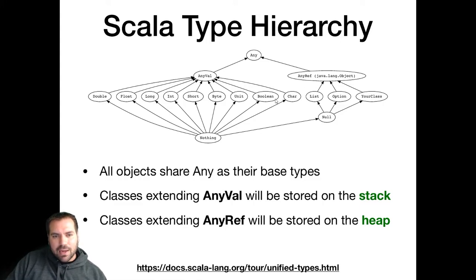AnyVal is everything that I've been calling primitive types. These all go on the stack unless they're part of another object that's on the heap already. These are all going to go on the stack if they're declared within a stack frame and not in a class. And AnyRef, this is everything that's going to go on the heap, which includes every single class that we write, and also some common ones that we use: list, map, array. Everything that's not one of these goes on the heap.